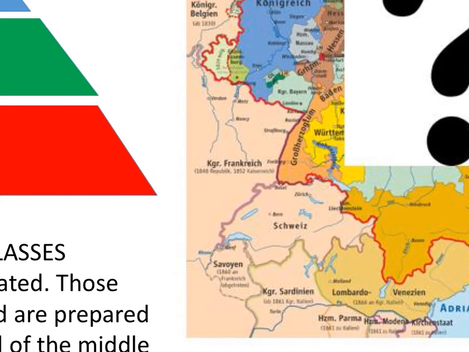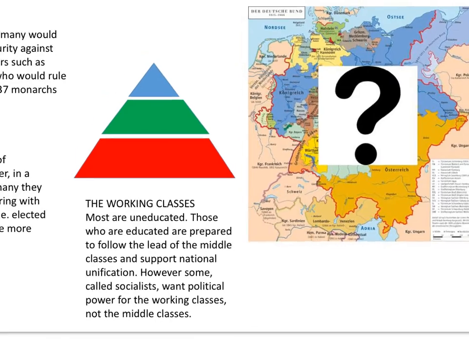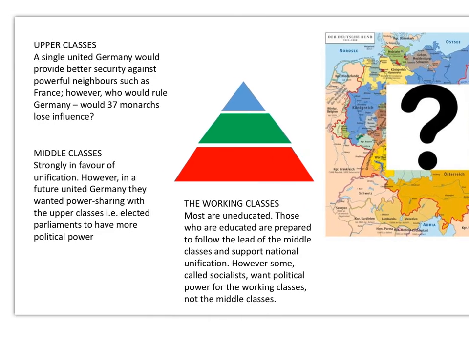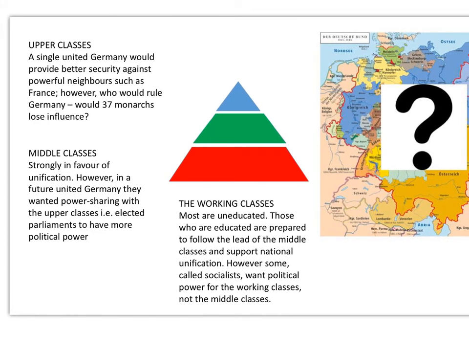In particular, be mindful here that to the west you've got a very, very powerful country, France. Now if you imagine France, very powerful, to her east lies 38 relatively small German states. That very much played in France's favour, and it meant that 38 separate German states felt very threatened by France. So having a single united Germany with one monarch and one army would provide better security against powerful neighbours such as France.